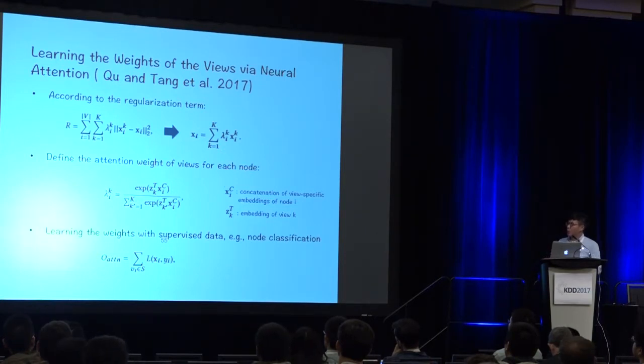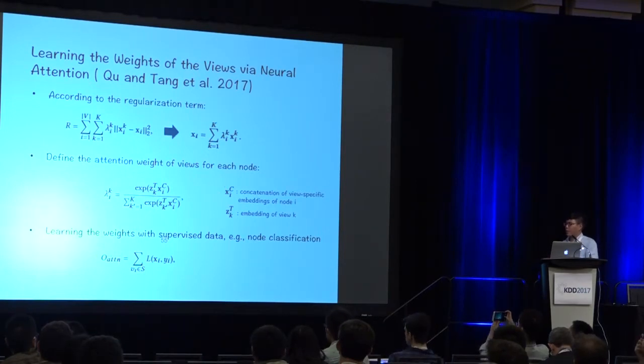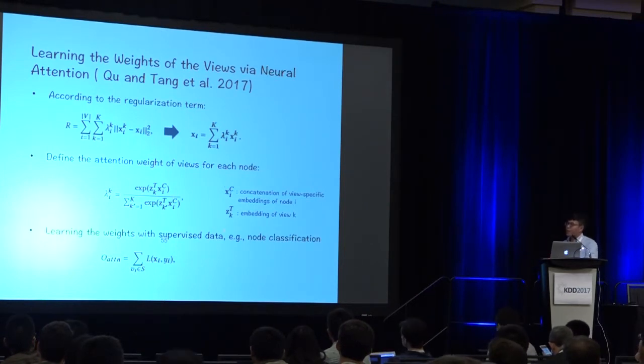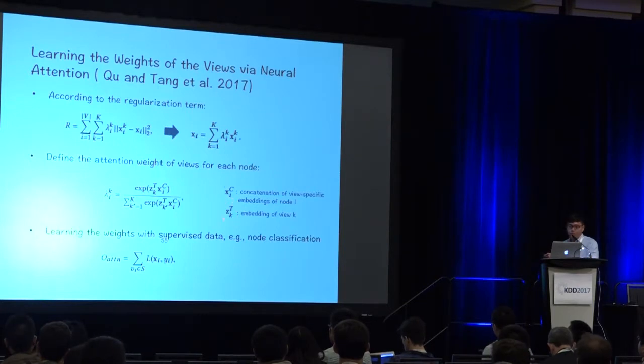And to learn the weights of the views, we use a neural attention mechanism, which is used in machine translation. So we define the weights of the views for every node using a softmax function. Here, x_i is a concatenation of the view-specific representations for node i, so basically it represents node i. And z_k is an embedding or representation of view k. So basically, it calculates the similarity between the view and the node, and this defines the weight of the view for node i.